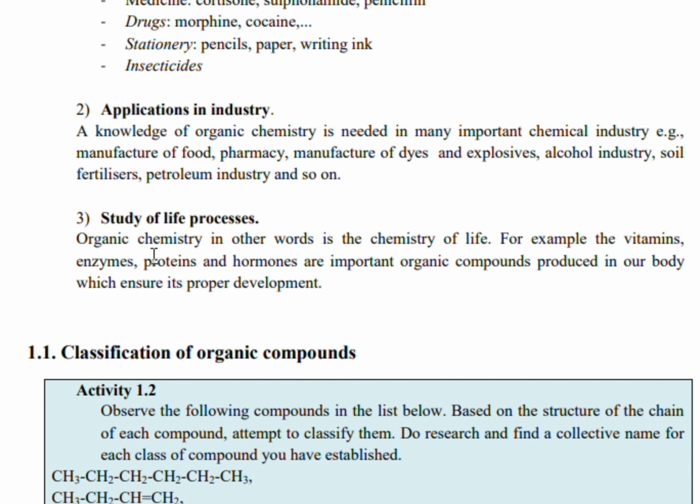We also need it for life processes. When we are studying life processes, the whole composition of the human body is organic chemistry. For example, you have seen that vitamins, enzymes, proteins, hormones, which make up the human body, are made of organic compounds. So now we are stopping here.